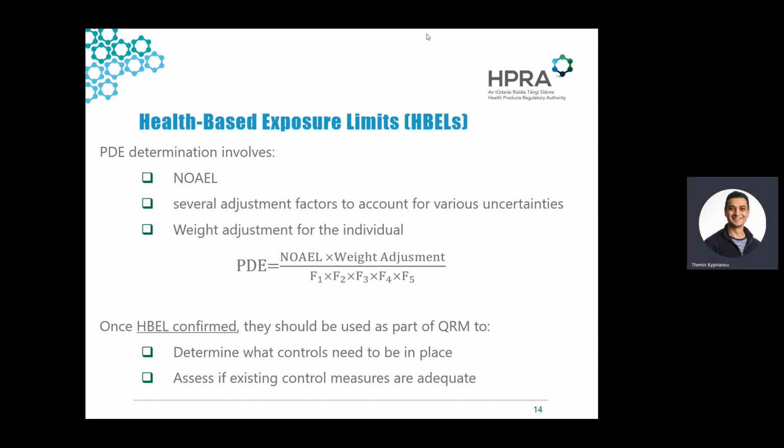Once the health-based assessment has been completed and the HBL confirmed, they should be used as part of the quality risk management process. This QRM should be carried out prospectively in the case of new equipment or facilities to assess if the existing organizational and technical control measures are adequate and to determine what controls need to be applied to minimize the risk of cross-contamination.